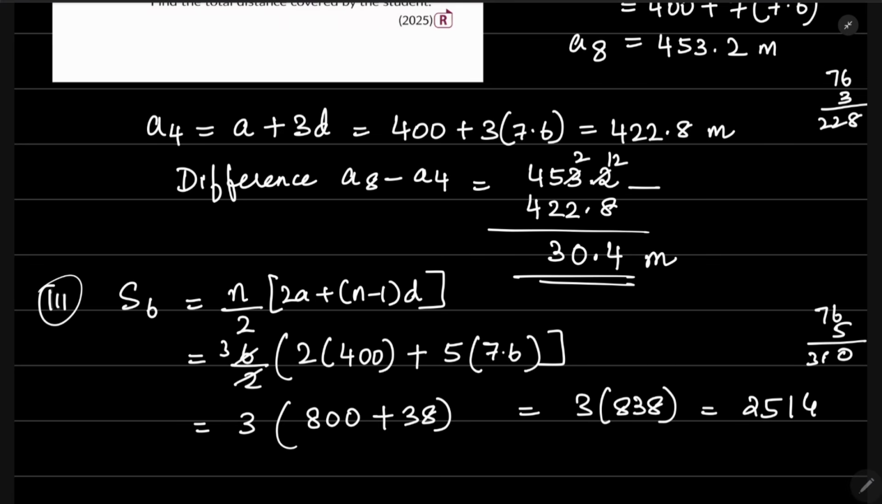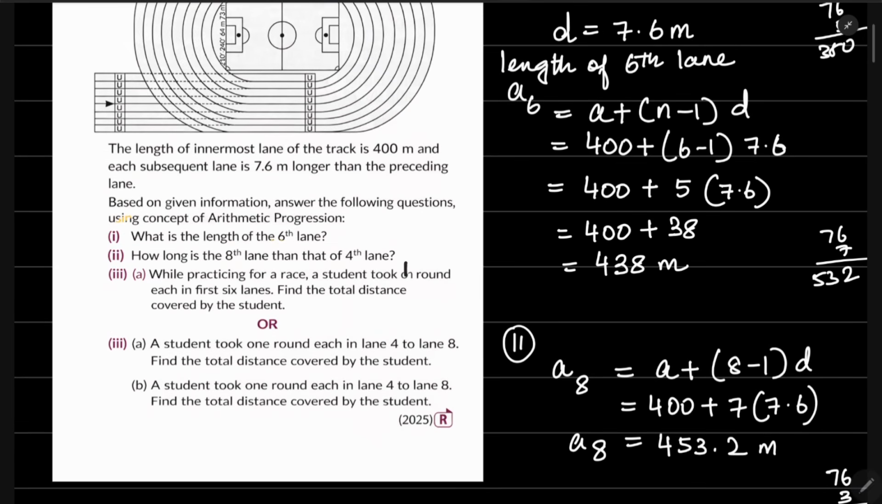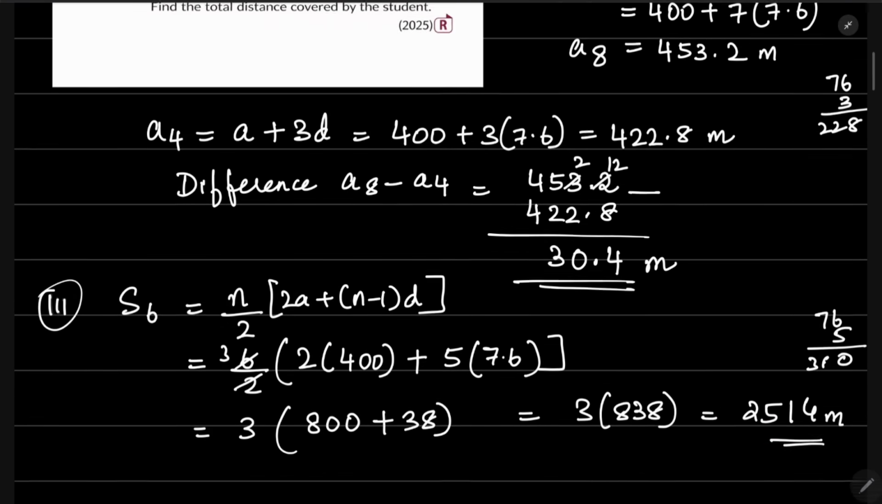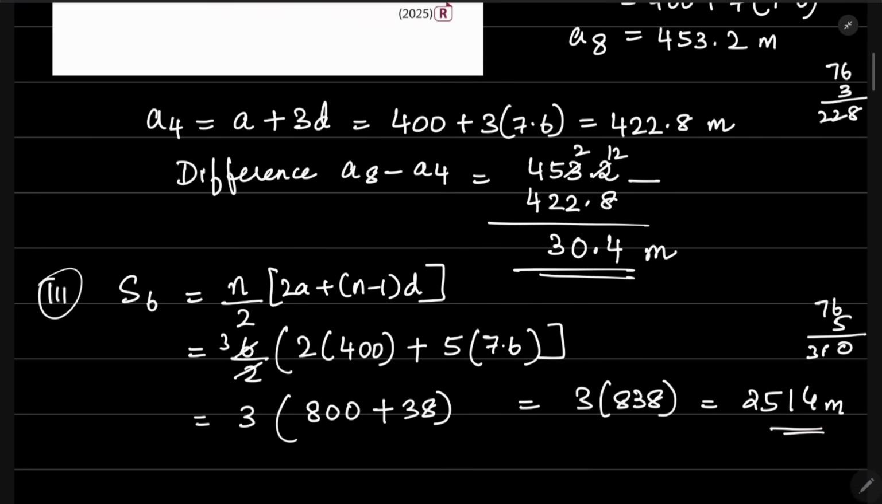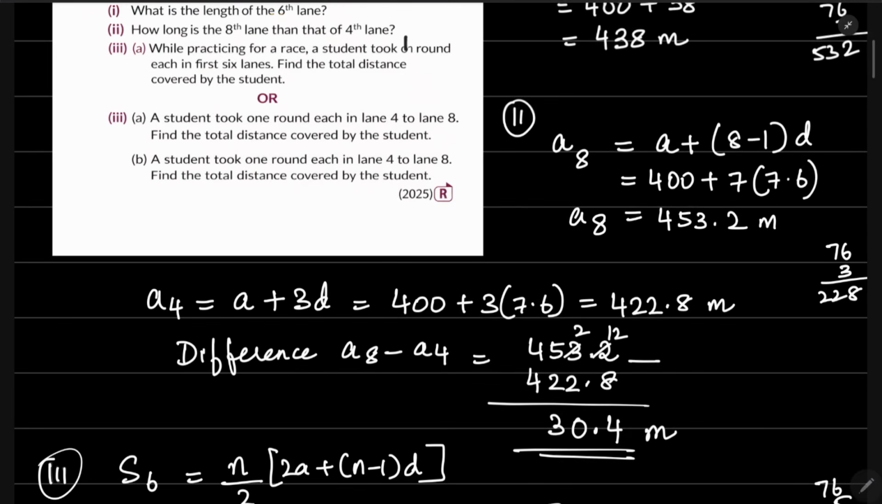So it's 2514 meters. That is the total length. So what was asked? In the first 6 lanes, find the total distance covered by the student if he took 1 round each in the first 6 lanes. That is nothing but 2514. Okay, now let's see the OR choice here.